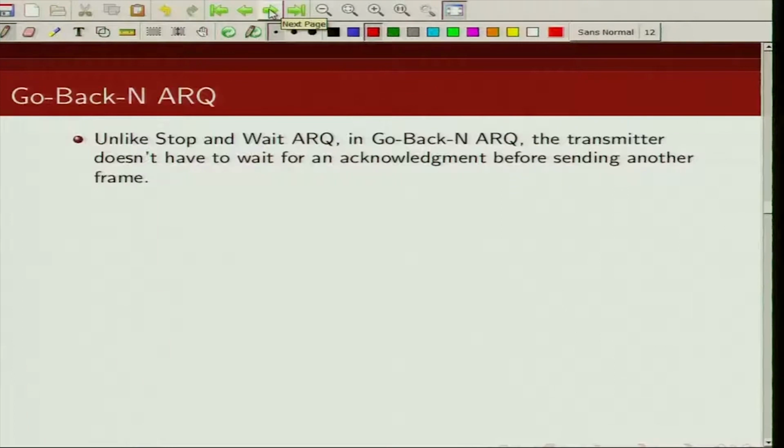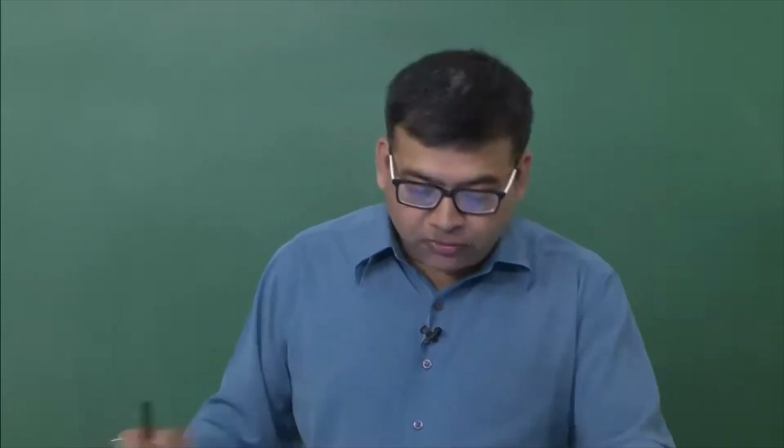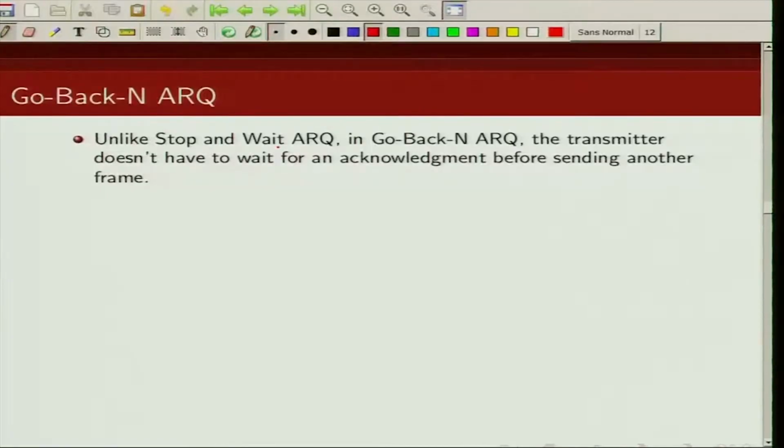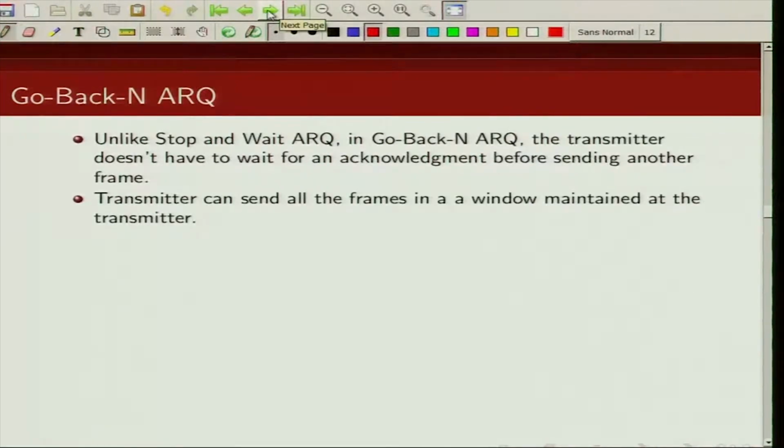Now as I said, the problem with stop and wait ARQ is that you send a packet and wait to receive its acknowledgement before you send the next packet. So you have this possibly large idle time. This problem has been solved in the go back N ARQ protocol. Unlike stop and wait ARQ, in go back N ARQ the transmitter doesn't wait for an acknowledgement before sending another frame. So it's like a sliding window kind of protocol.